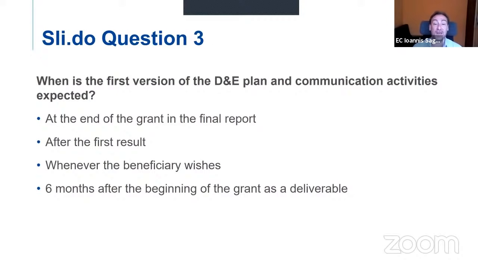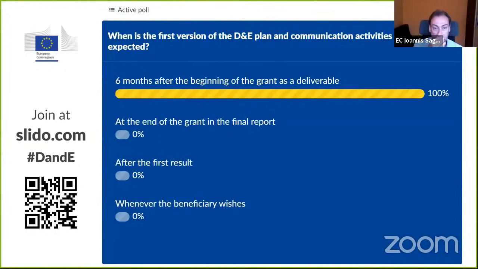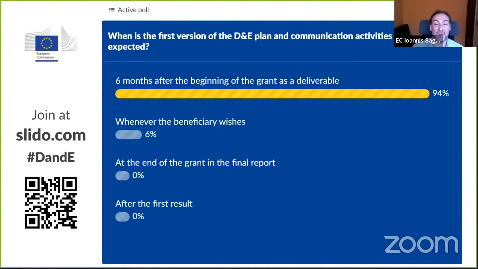So let's open the poll and see what we have in this particular question. That's a fantastic result, indeed. That's 6 months after the beginning of the grant as a deliverable. And I would like also to support that whenever the beneficiary wishes, but indeed there are some rules and obligations that we all need to respect, both from the side of beneficiaries, but also from the side of the Commission.